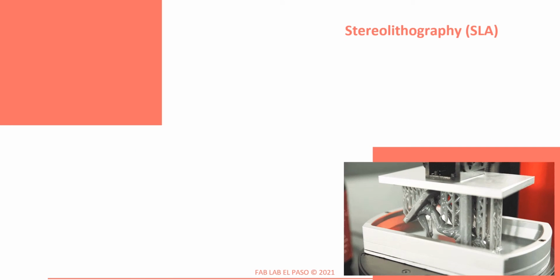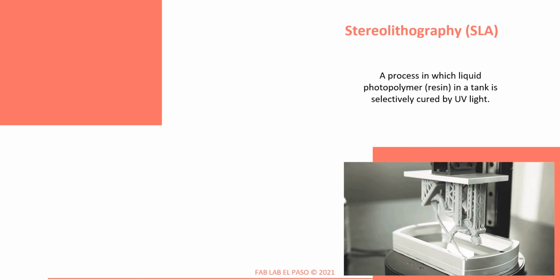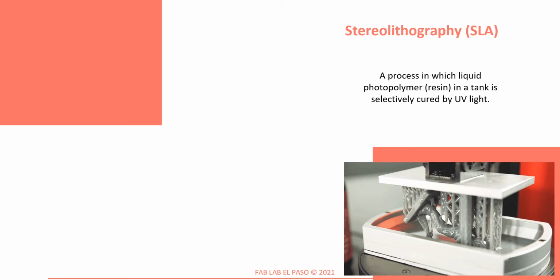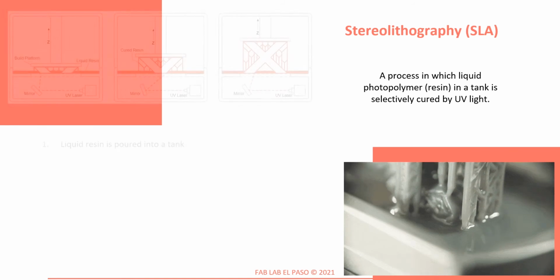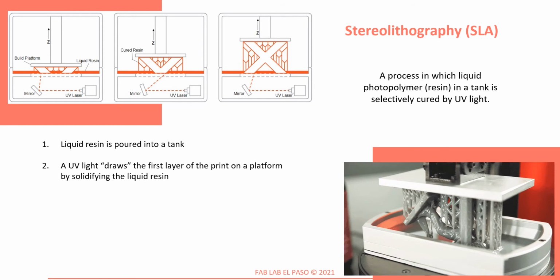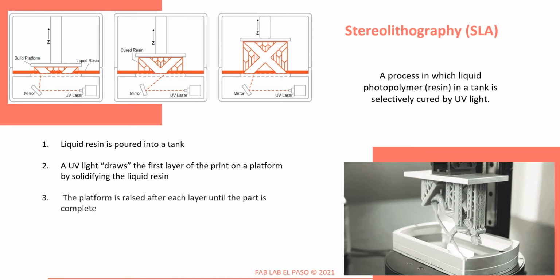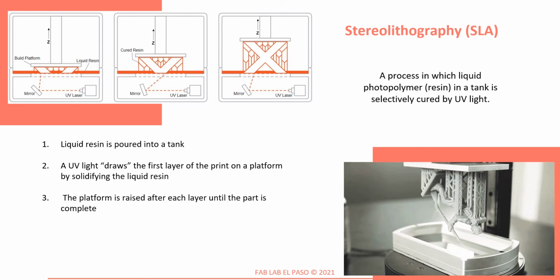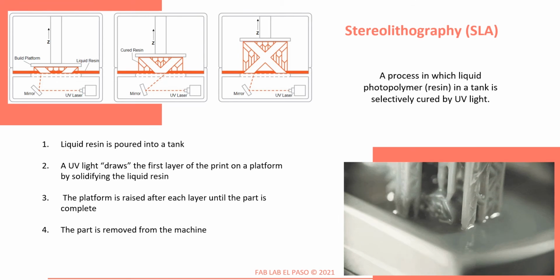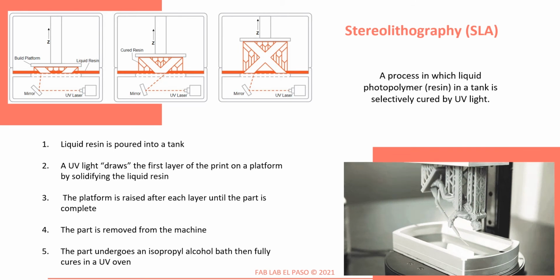The next method of 3D printing is stereolithography, or SLA. This is a process in which liquid photopolymer, or resin, in a tank is selectively cured by ultraviolet light. First, liquid resin is poured into a tank. A UV light draws the first layer of the print onto a platform by selectively curing the resin. The platform is raised after each layer is cured until the entire part is complete. The part is then removed from the machine. Next, the part gets washed in isopropyl alcohol and then is placed into a UV oven to fully cure.